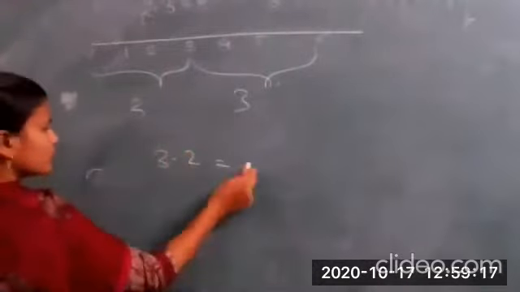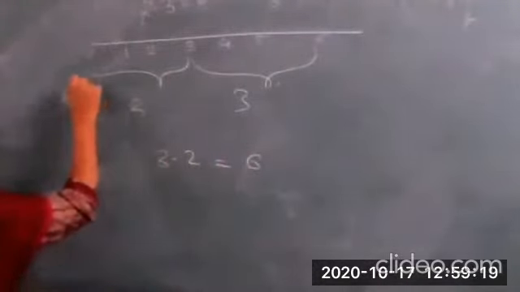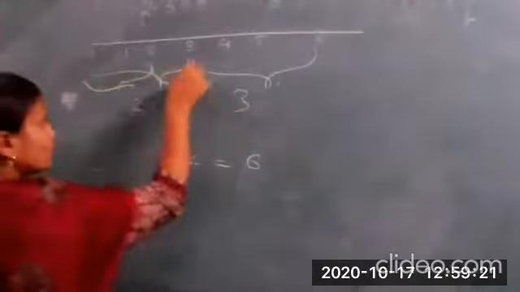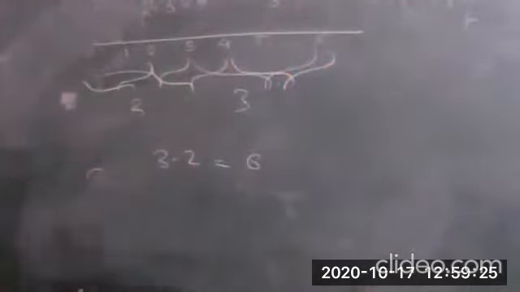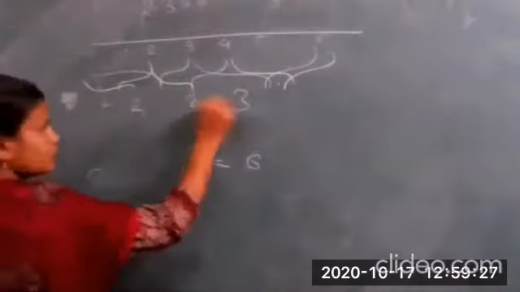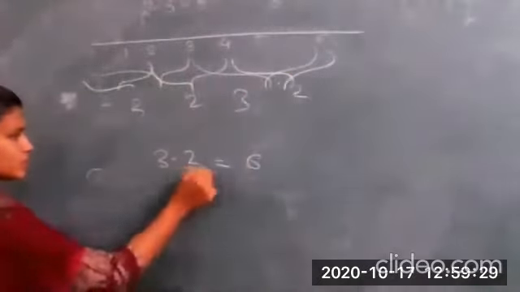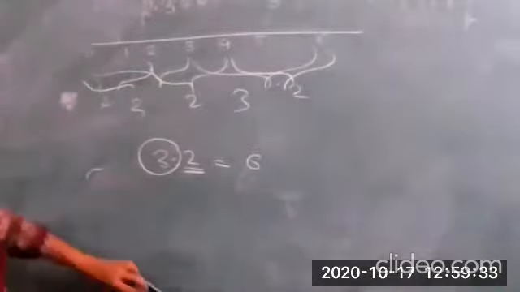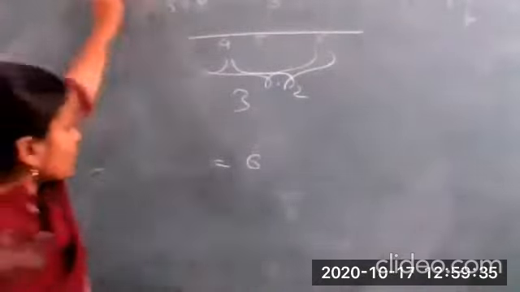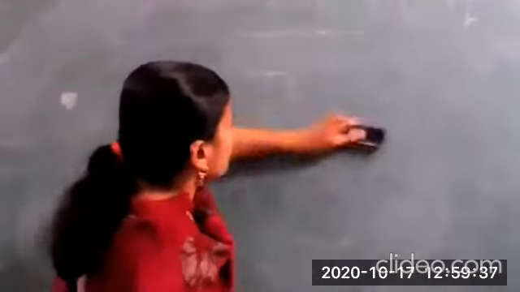Again, if I want to work out 3 into 2, it will be again 6. So this is 2, 2, again 2. Correct? So this distance 2 we have taken 3 times. So it will be 6. Correct? So this is a simple multiplication of any two numbers, any two real numbers, or any two integers.